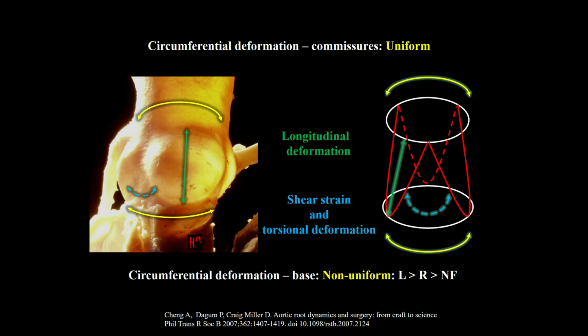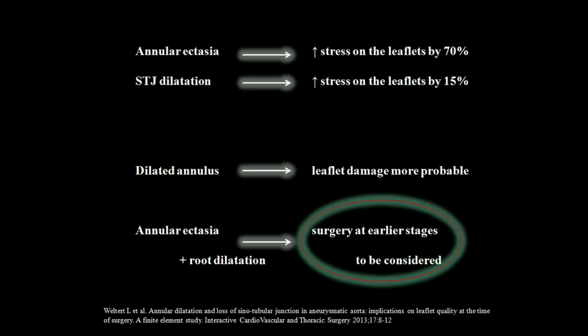The entire aortic root complex dilates not only circumferentially, but also longitudinally. The non-uniform deformation at the level of the basal ring becomes uniform distally at the level of the commissures. The aortic root absorbs and evens the non-uniform distensibility and the torsional movements of the base of the heart. This is reflected in disease when one or more of the elements constituting the aortic root are damaged. With the dilation of the sinotubular junction, the stress on the leaflets is minimally augmented, while with annular ectasia, this stress is dramatically increased, leading to damage of the leaflets. Hence, surgery must be considered at earlier stages in patients associating root dilation plus annular ectasia.